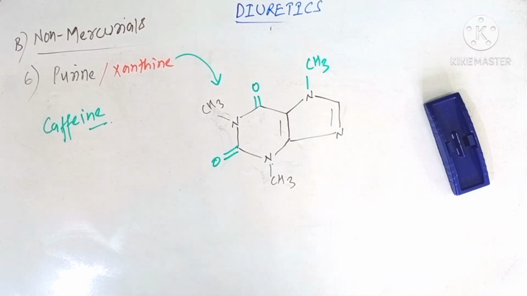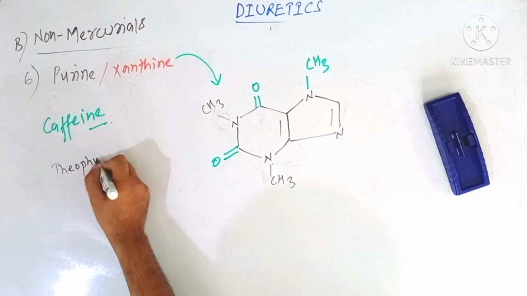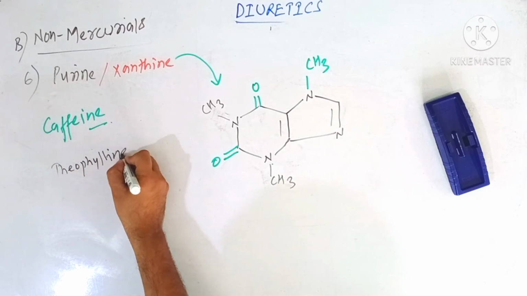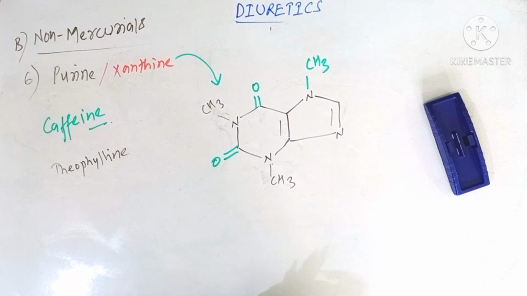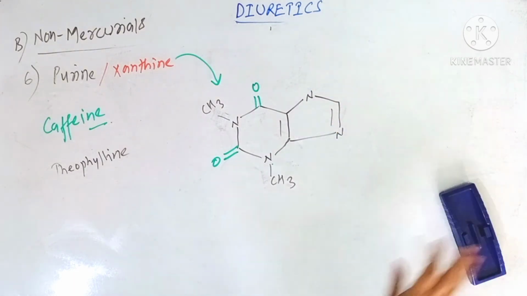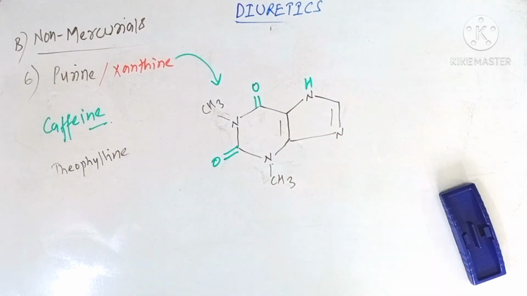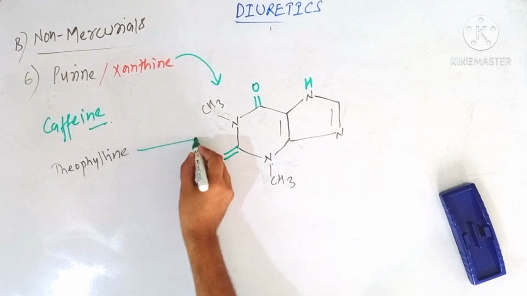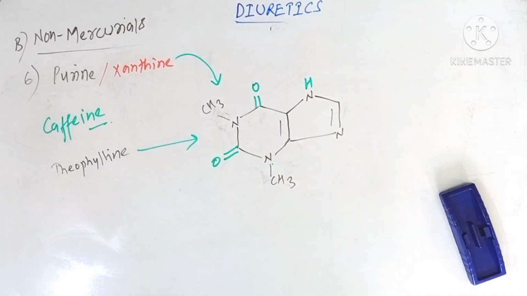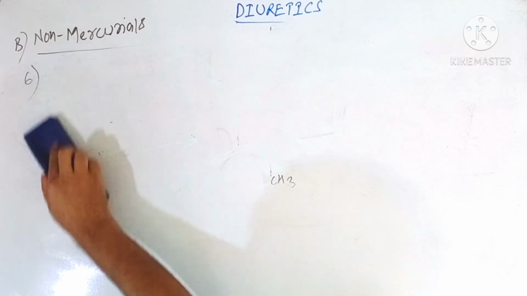Now there is another drug, theophylline. So what changes in theophylline? In theophylline only this methyl group is removed from this position, and the whole structure remains the same. This is the structure of your theophylline. Now we will move on to the next class.